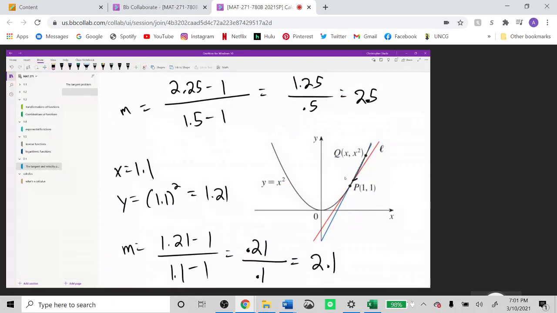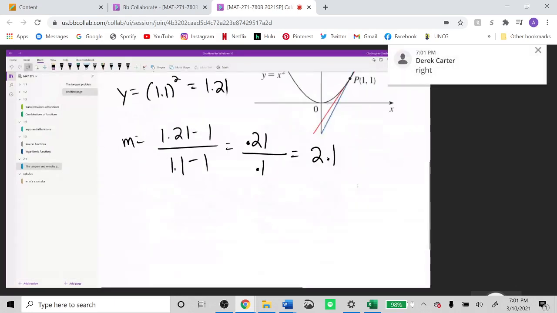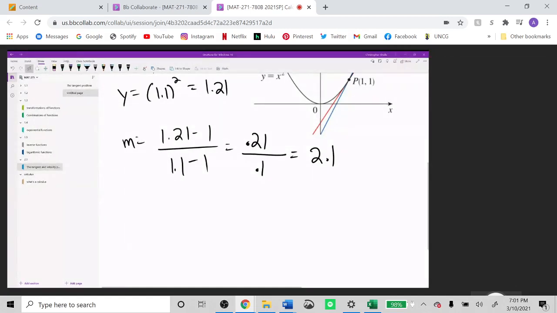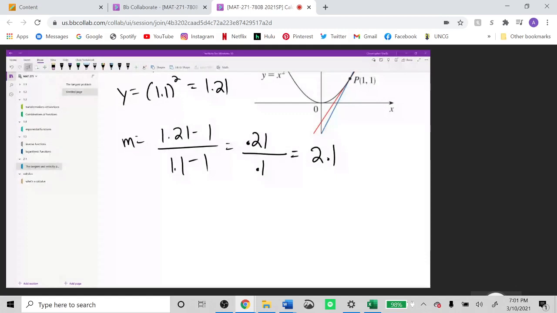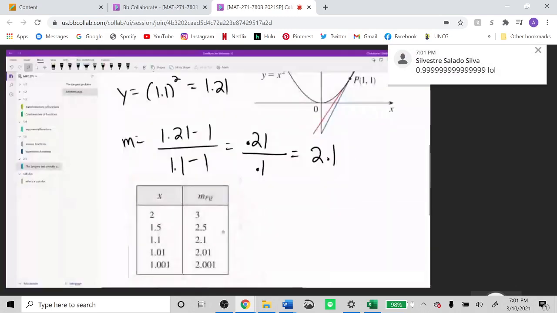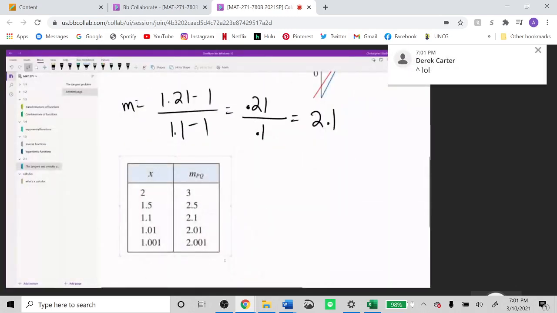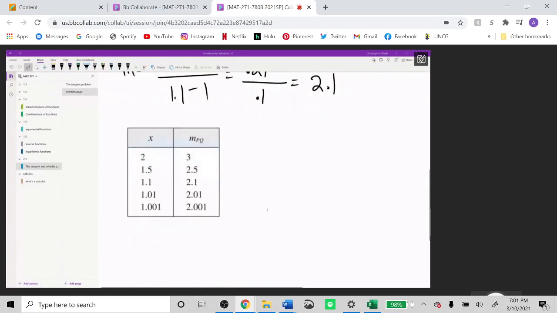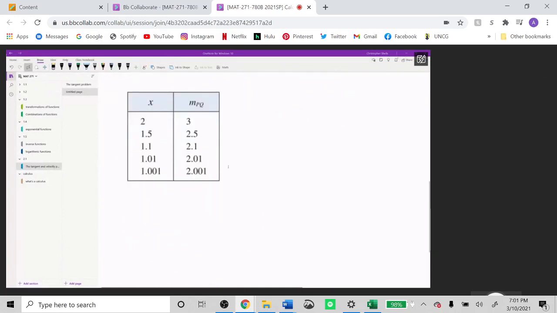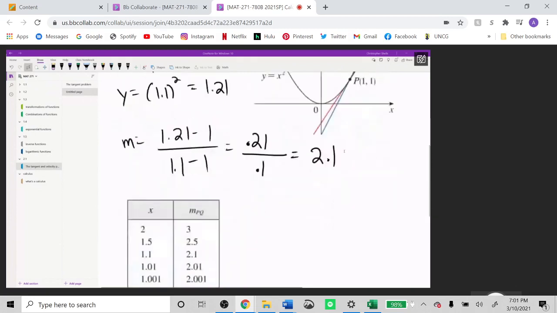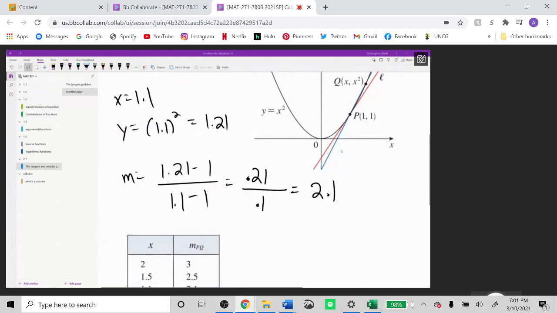What if I did this from the other side? If I were to keep doing that a few more times, I would get slopes that are closer and closer and closer to a certain number, right? Now I could also approach this point P from the other side, right? I could say my point Q is somewhere over here, right?